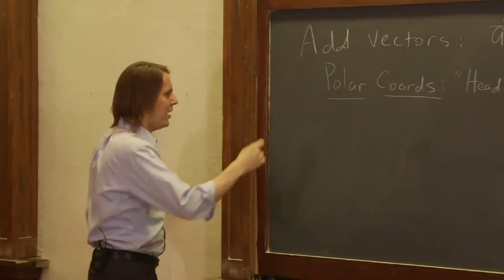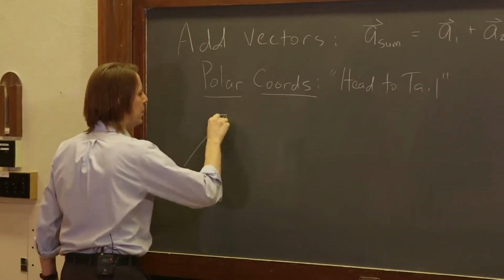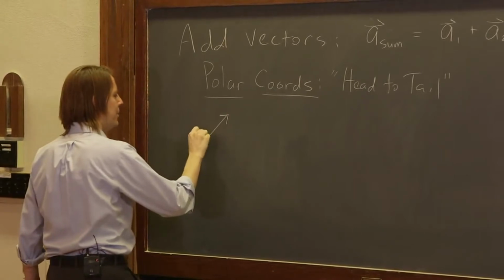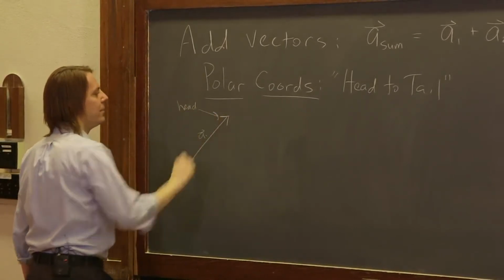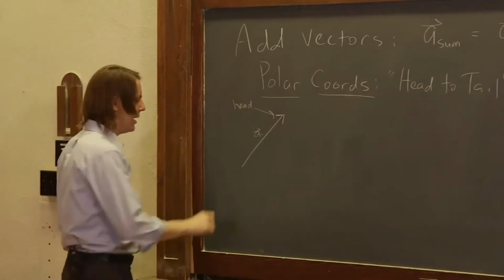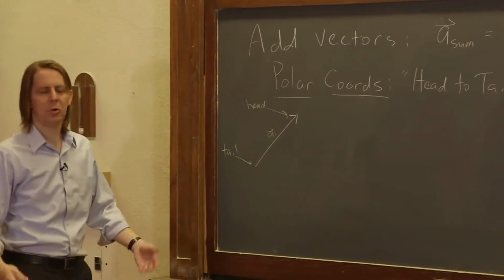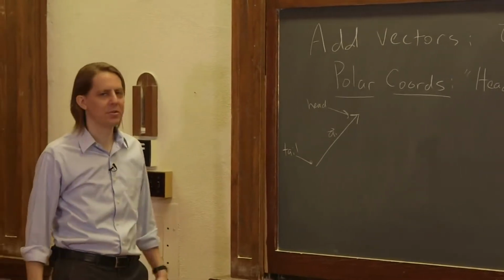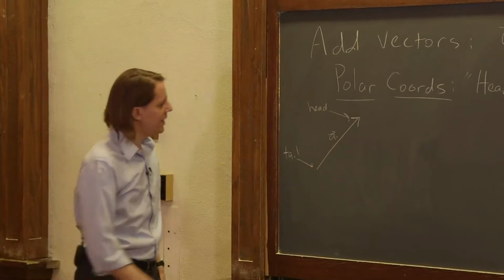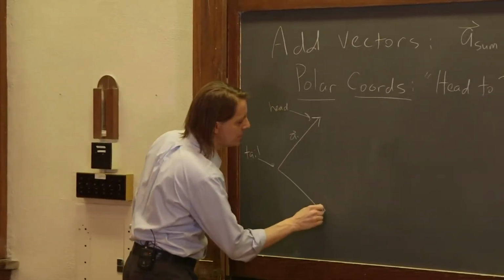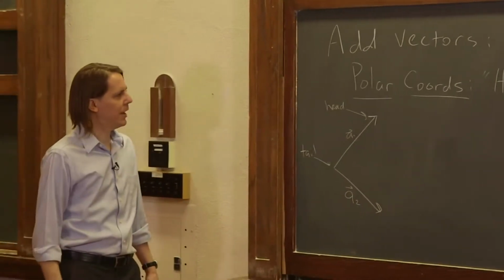So say we have A1. I guess to do this, I need to get a little bit of a vector anatomy lesson going. The head is the arrowhead, right? That's where it's going. And the tail is the back. So it's pretty much, if you anthropomorphized a vector, what you would expect. So we'll say we have A1 like that, and say we have A2 like that. And we want to add them.